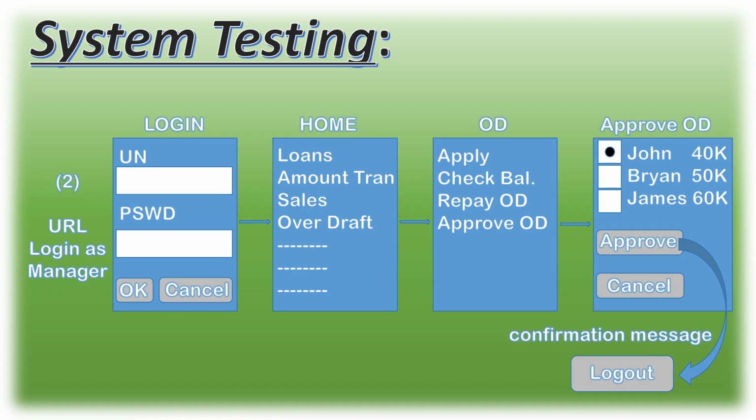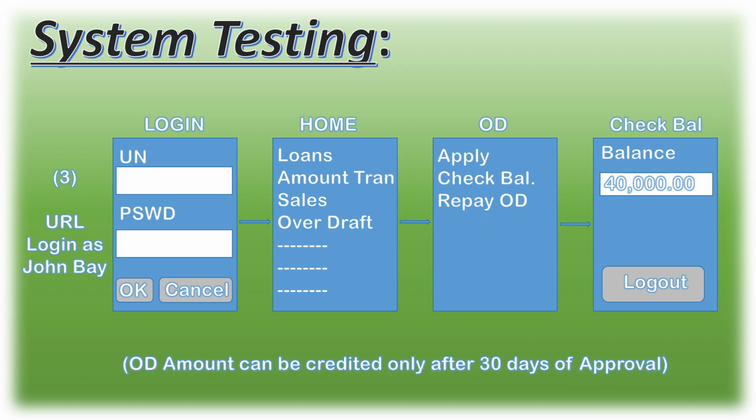That means you will be the one test engineer who will be applying for the OD, and then you need to log in as the manager again and approve. Then again you need to log in as JohnPay after 30 days. After 30 days you can log in through the valid username and password credentials. You can click on OK, then you can see the home page: loans, amount transfer, sales, overdraft.